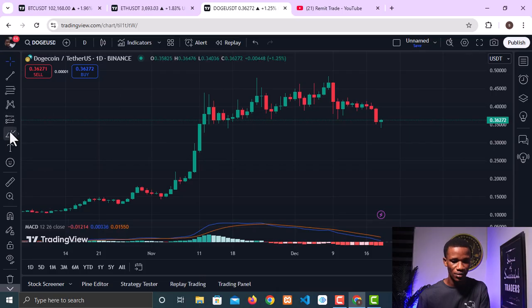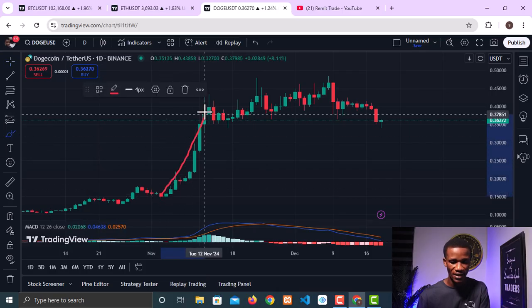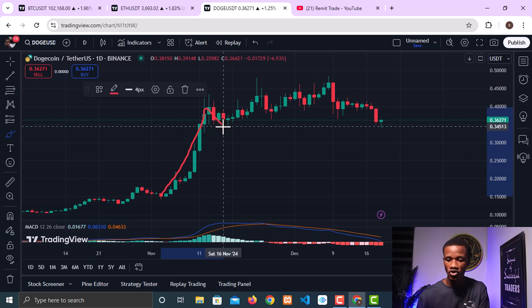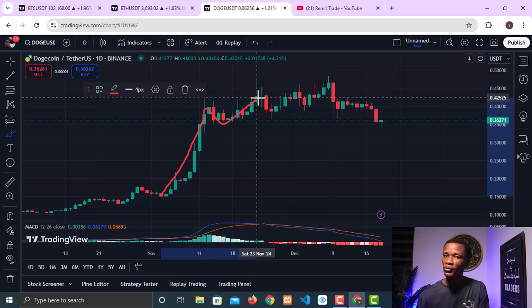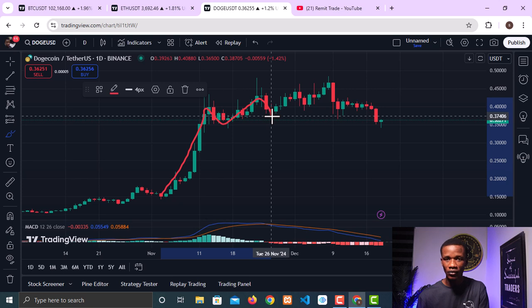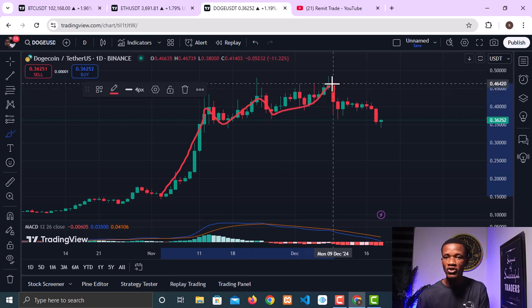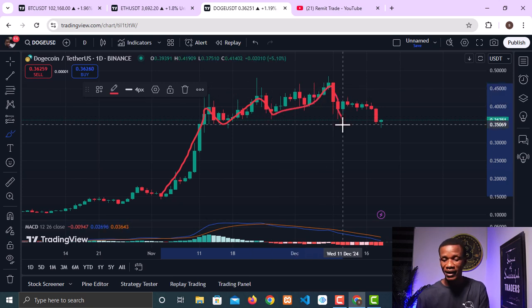Doge USDT 1-day chart. Look at it. Market pumped all the way to the upside. Significant pump. Came back down. Little retracement. Dull momentum. No strength. Moved back down. Little retracement. Dull momentum. No strength. Market came back down again, and then market is coming back down right now.